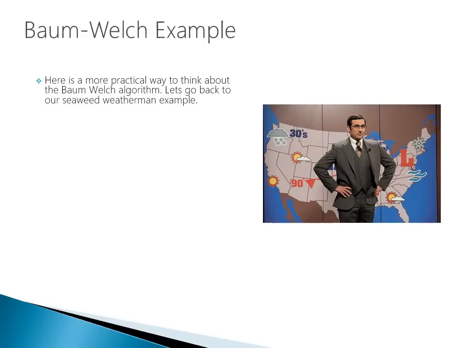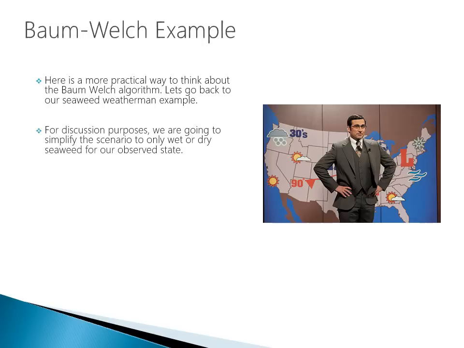So rather than talking about it in a statistical sense, let's think about it in a more practical way. Okay. Let's go back to our seaweed weatherman example. For discussion purposes, we're going to simplify the scenario to only wet or dry seaweed for our observed state. Okay, I know we had talked about damp and soggy earlier, but we're just going to focus on two now. Our seaweed weatherman, our hermit, while walking on the shores, finds either wet or dry seaweed.